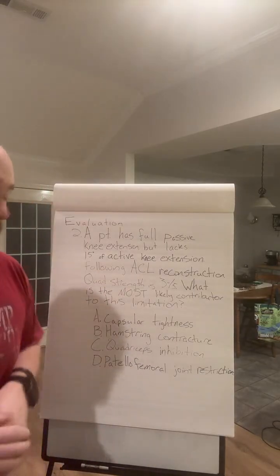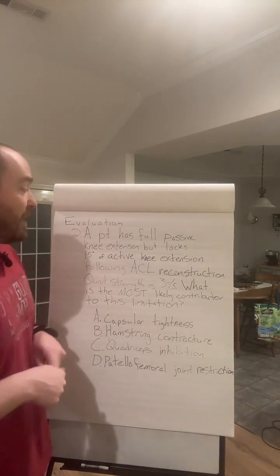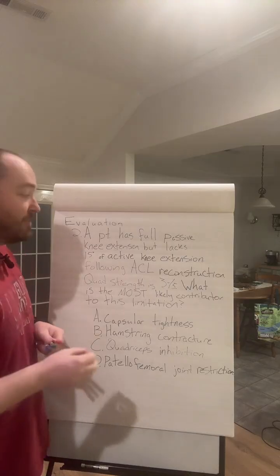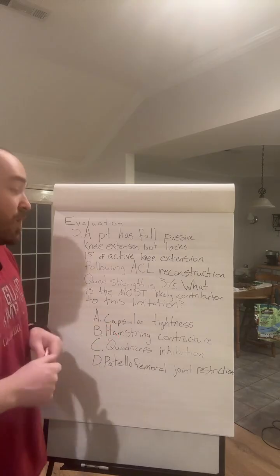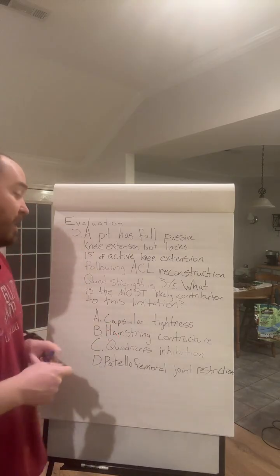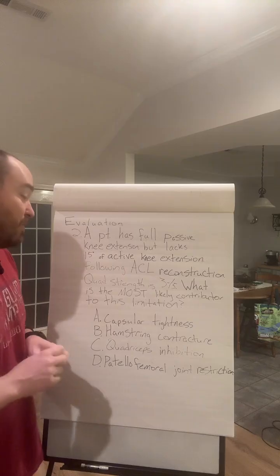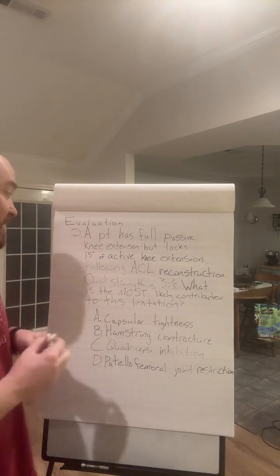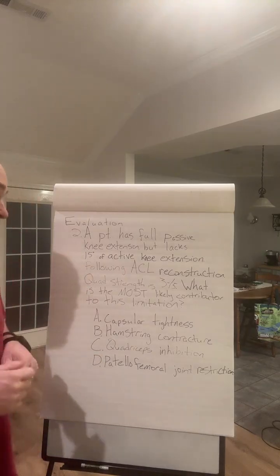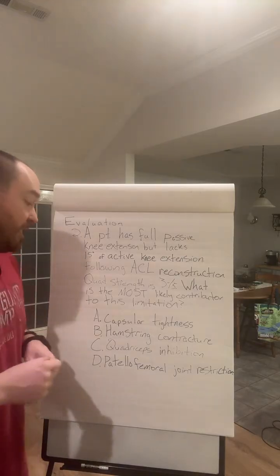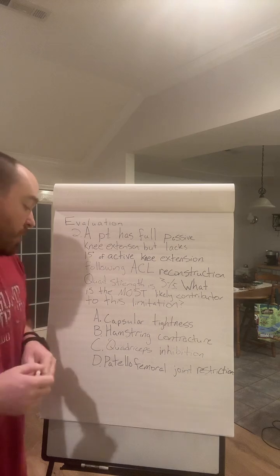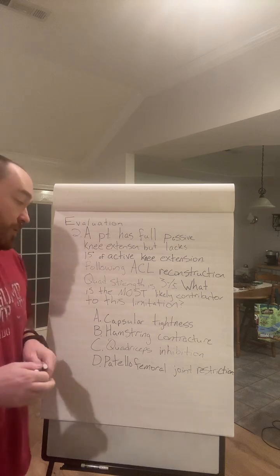So, the evaluation musculoskeletal question. A patient has full passive knee extension, but lacks 15 degrees of active knee extension following ACL reconstruction. Quad strength is 3 minus out of 5. What is the most likely contributor to this limitation? A, capsular tightness, B, hamstring contracture, C, quadriceps inhibition, or D, patellofemoral joint restriction.